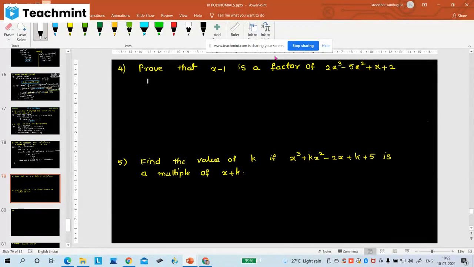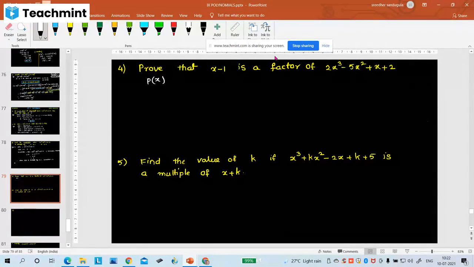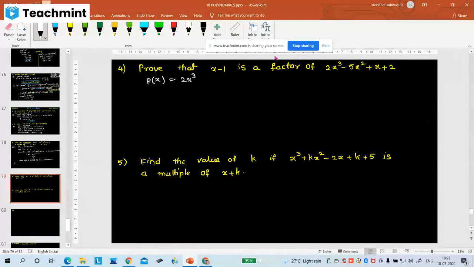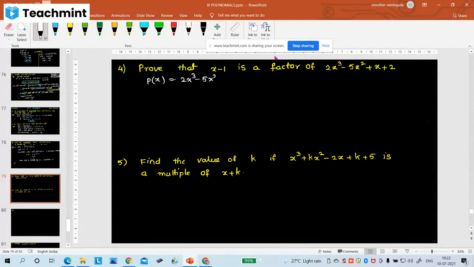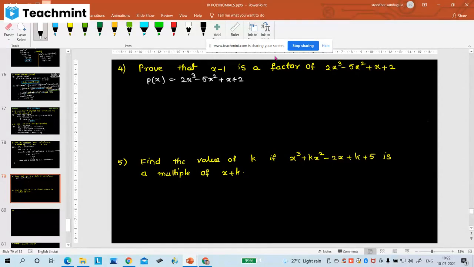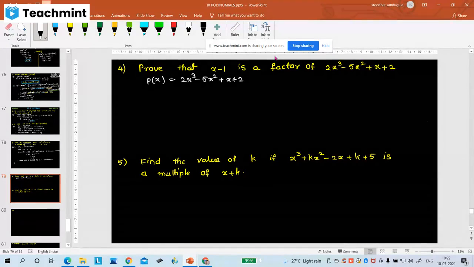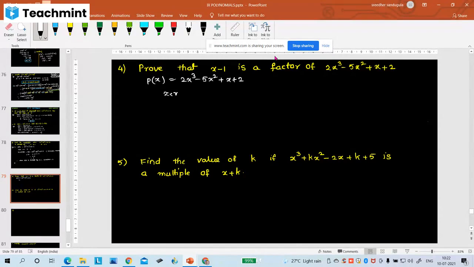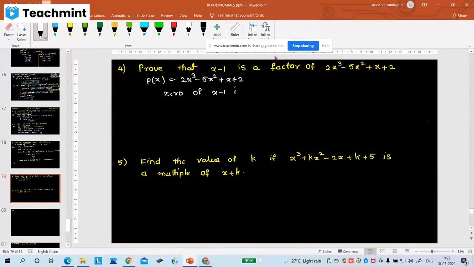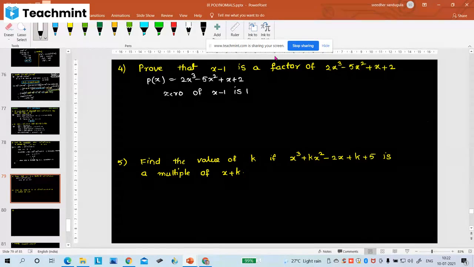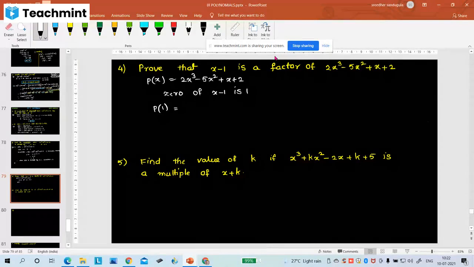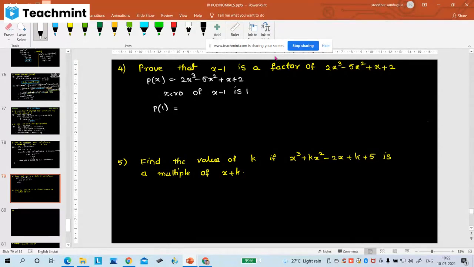So what is the given polynomial here? P of x equals 2x cube minus 5x square plus x plus 2. What is the 0 of x minus 1, children? 1. Very good, the 0 of x minus 1 is 1. So now we need to prove that P of 1 is 0. Let us see that. Don't write P of 1 as 0 directly, because it is not given. We have to prove that it is a factor.